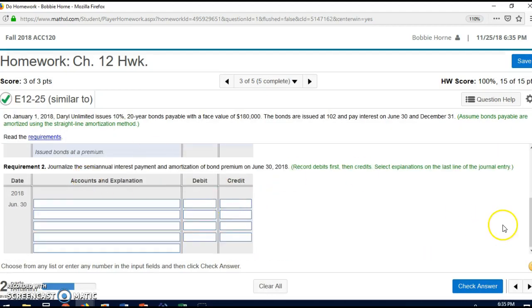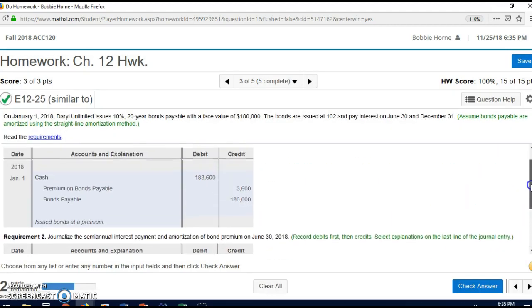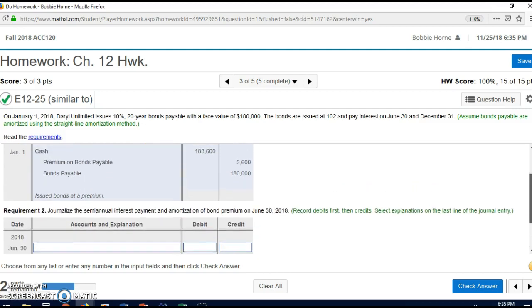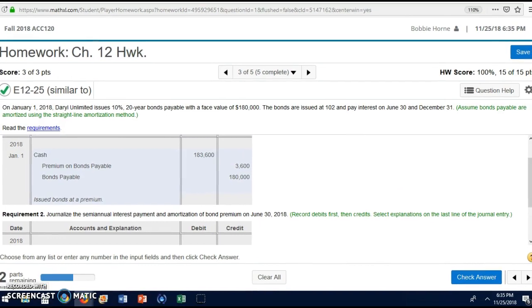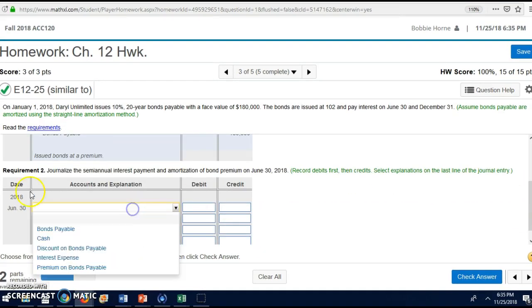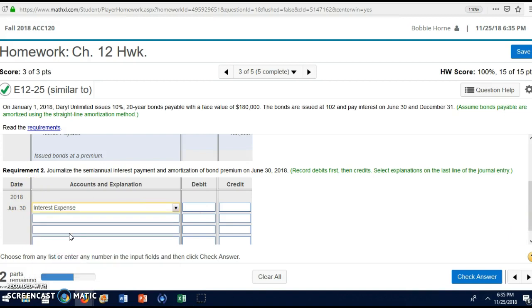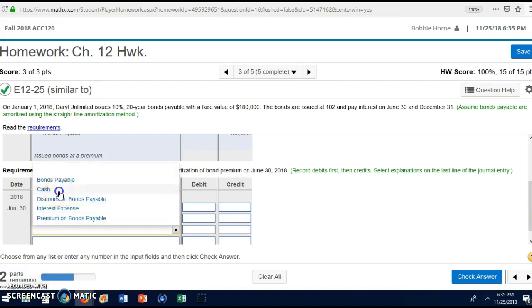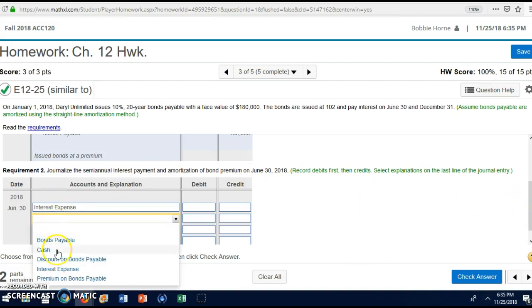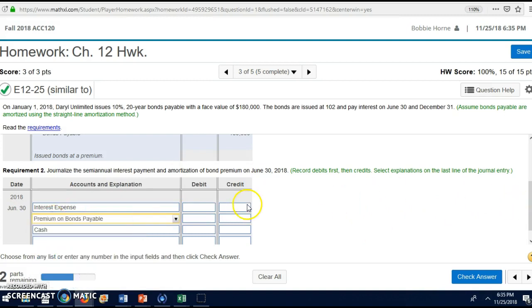Now, to journalize the interest payment, this is semi-annual also. So this is 6 months. So remember, we're going to debit, first of all, interest expense, and we're going to credit cash. Now, we're amortizing a premium, so we normally credit a premium, but to amortize it, we're going to debit it. Now, first, let's start with cash.